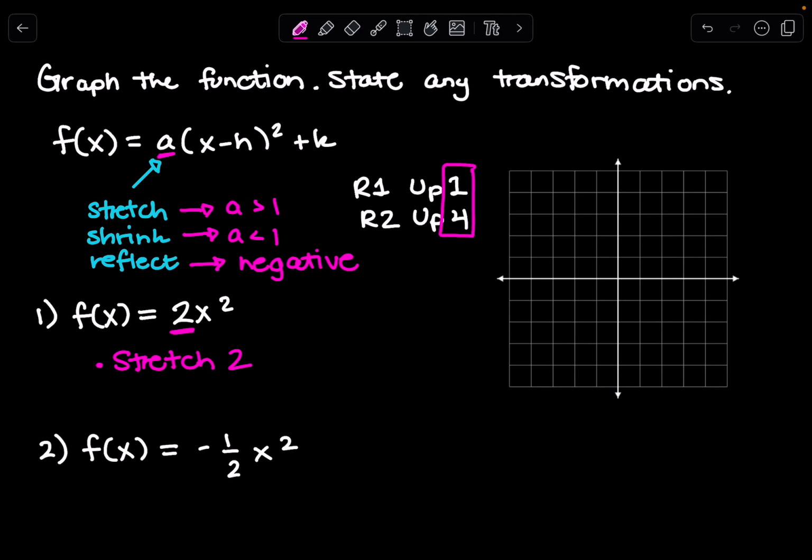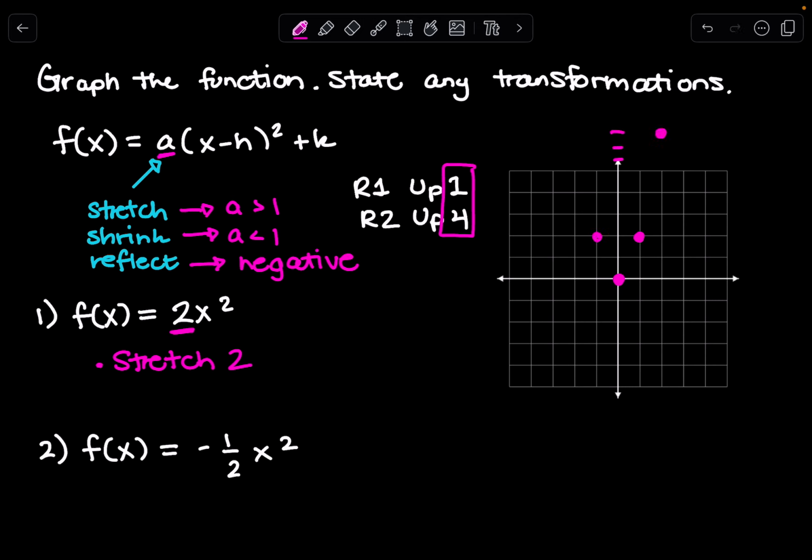The y values. So if I stretch by 2, start at my vertex, I'm going to go right 1 and up 2, and then I'm going to go right 2 and up 8, right? Because I just take those two values and I multiply them by 2. So let's go right 2 and up 8, add a couple more ticks here.